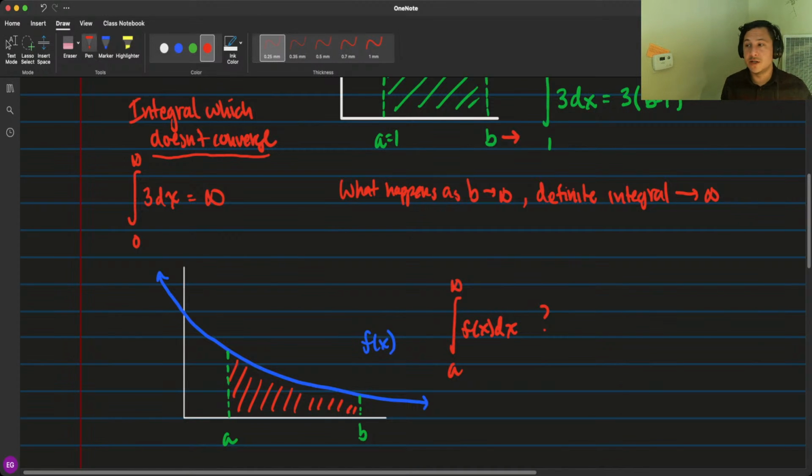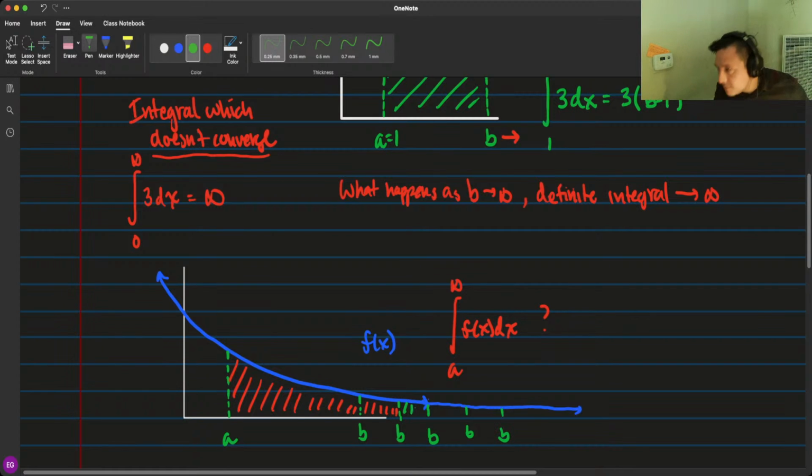Now this one might converge because as you keep on moving b over, what happens to the amount of area that you add? Here, let's extend this function out. Yeah, it keeps on getting smaller. It adds less and less and less. So if you move b over to here, or over to here, or over to here, you notice that the amount you're adding keeps on getting smaller and smaller and smaller. So does it make sense that because you keep on adding less and less area, it might actually add up to a particular number?